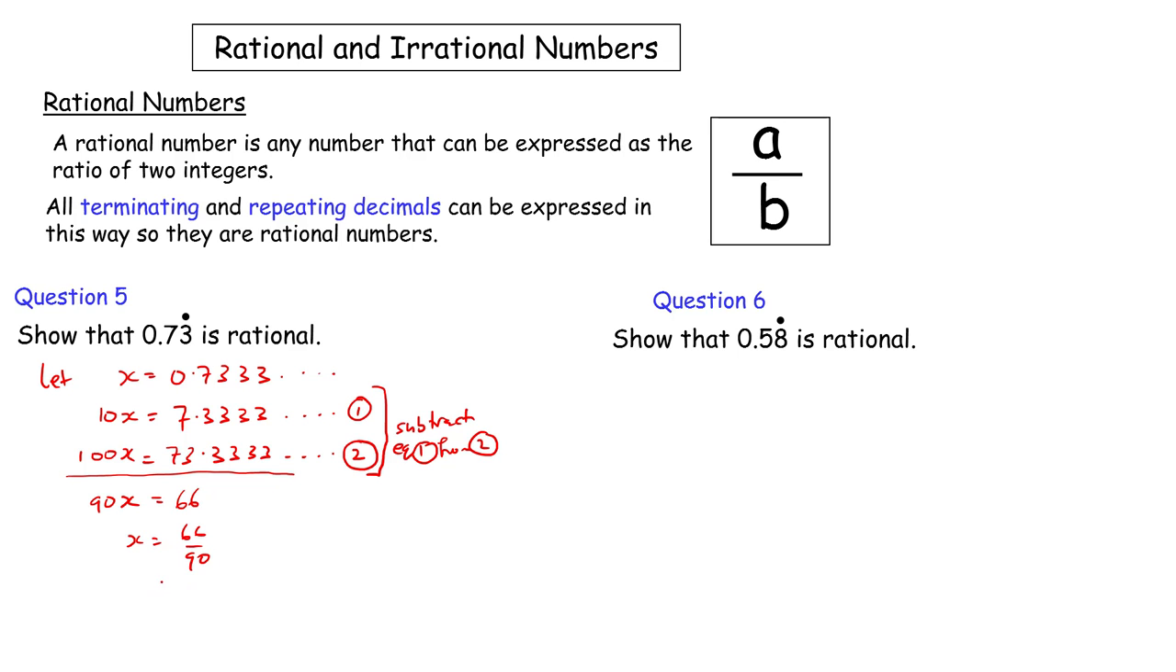I know 3 goes into both of those terms. 3 goes into 66 22 times, divided by 3 goes into 90 30 times. Oh, interesting. So 2 also goes into that, 11 times out of 15. So x equals 11 out of 15, which is a fraction. So that implies then that 0.73 is irrational.